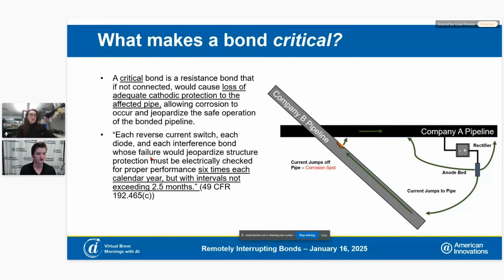Now, since it's considered critical, it must be checked at least 6 times a calendar year, within intervals of basically every 2.5 months. You would have to go and inspect this critical interference bond to ensure that there's no metal loss and there's no corrosion. It's treated similar to the requirement for checking your rectifier assets.